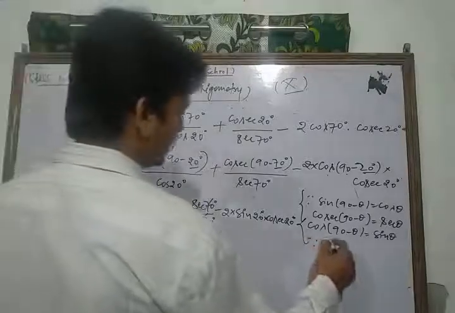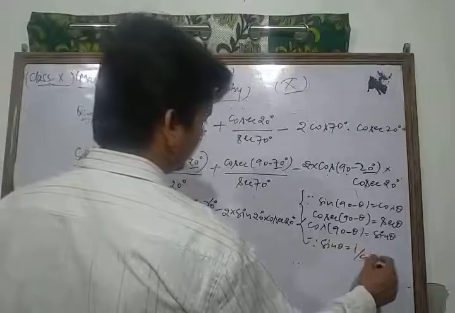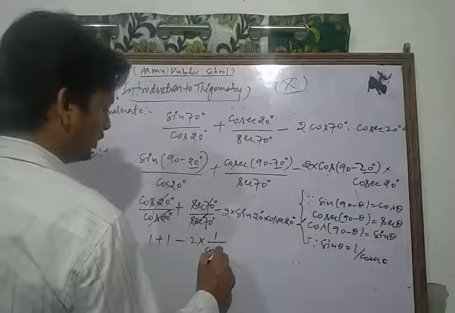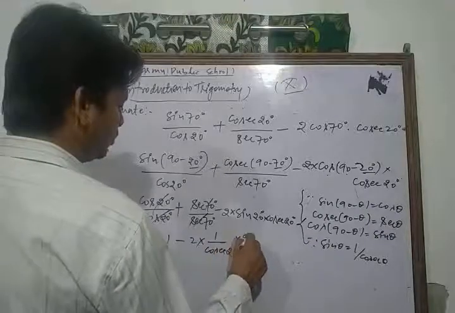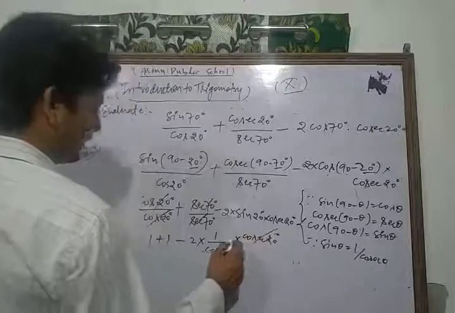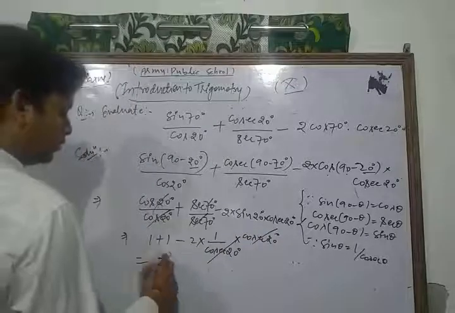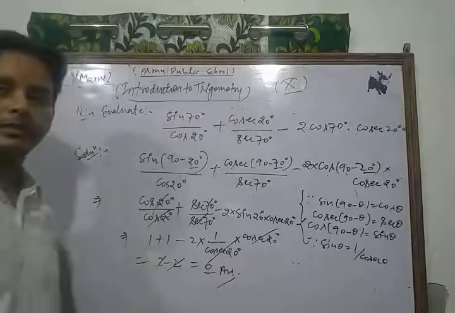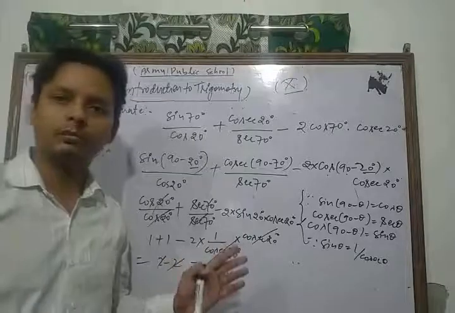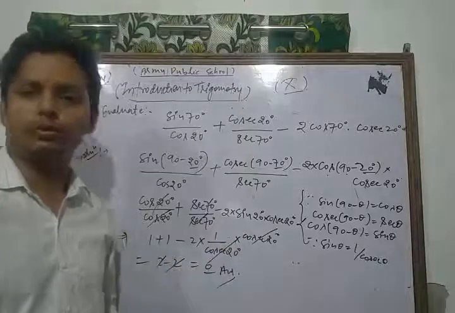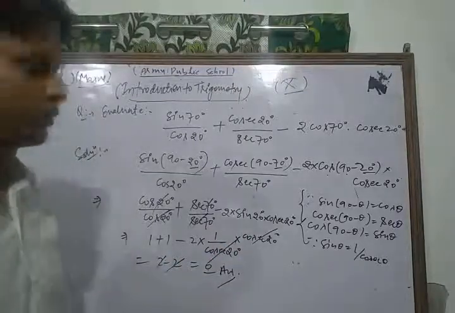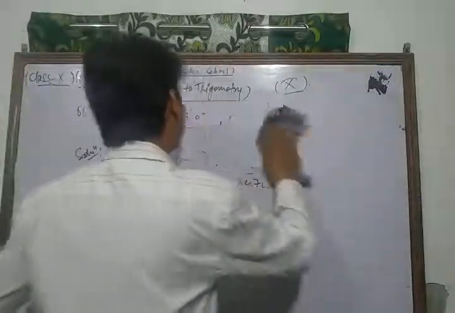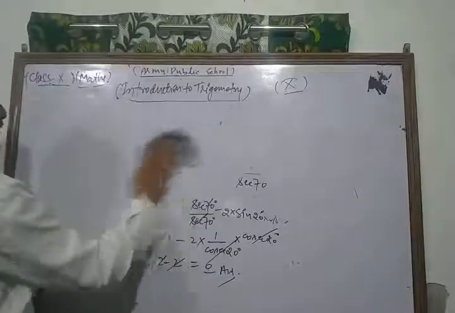Now here let's see, these cancel, so 1 plus 1 minus 2 into, since sin theta is equal to 1 upon cosec theta, here we write 2 into 1 upon cosec 20 degree into cosec 20 as it is. These also cancel each other, so 2 minus 2, we get 0. This is your complete answer. In this way, you can simplify that type of question. So please do more and more practice of that type of questions. These are very important questions for you and your upcoming examination.